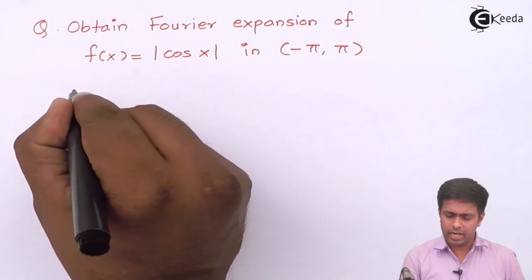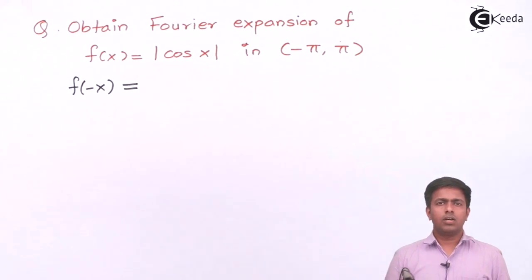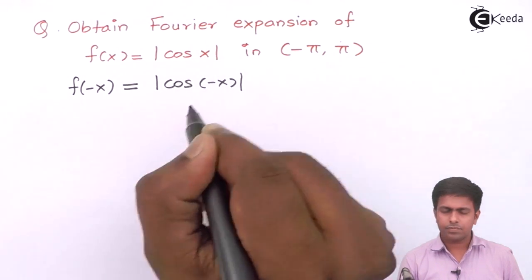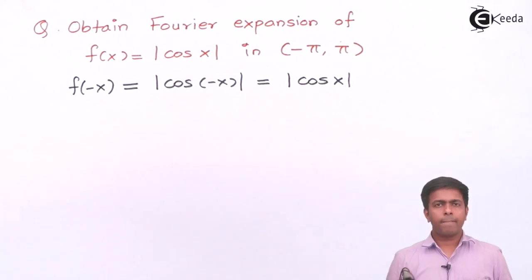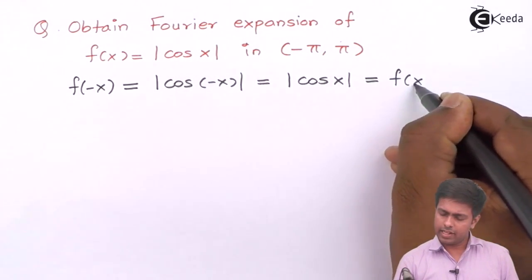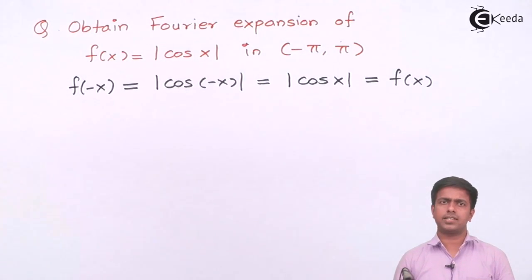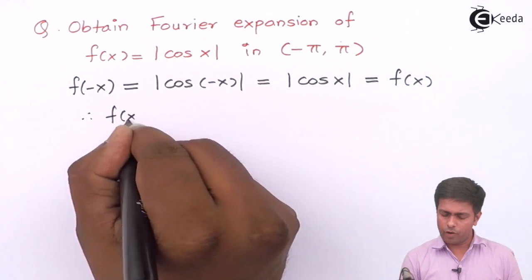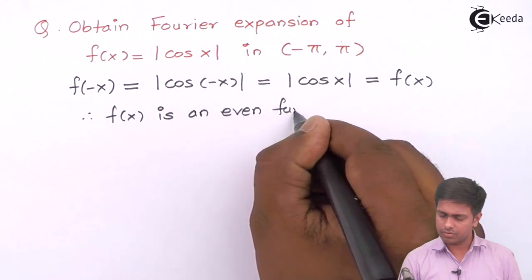So guys, let's start. So here I'll say, let's find out f of minus x. So f of minus x is mod of cos of minus x, and guys, it is nothing but mod of cos x. So here I can say that mod of cos x is f of x, and therefore we are getting f of minus x equal to f of x, and whenever we get f of minus x as f of x, we say the given function is even function. So here I'll say therefore f of x is an even function.